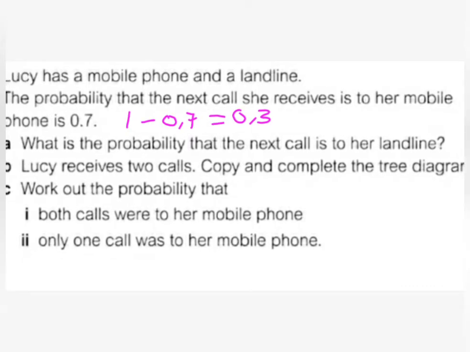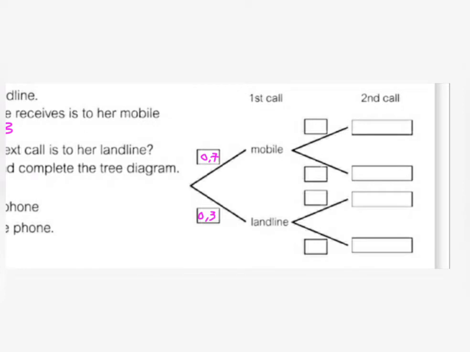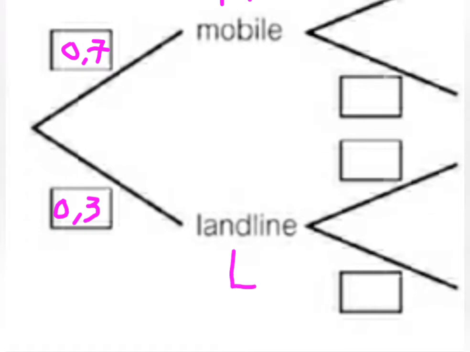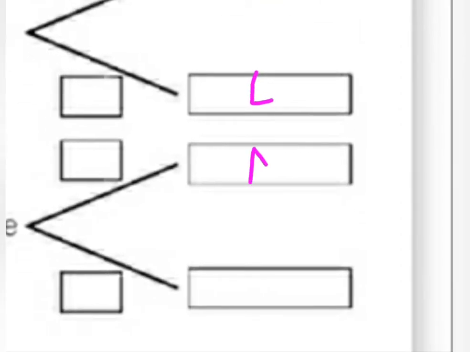Lucy receives 2 calls. So the first call and the second call. Copy and complete the tree diagram. Let's first copy and complete the tree diagram. And basically she receives 2 calls. As you can see, this is the first one and this is the second one. So let's call mobile M and landline L, okay? So here we're going to do the same. We're going to put M and L. M is for mobile and L is for landline.